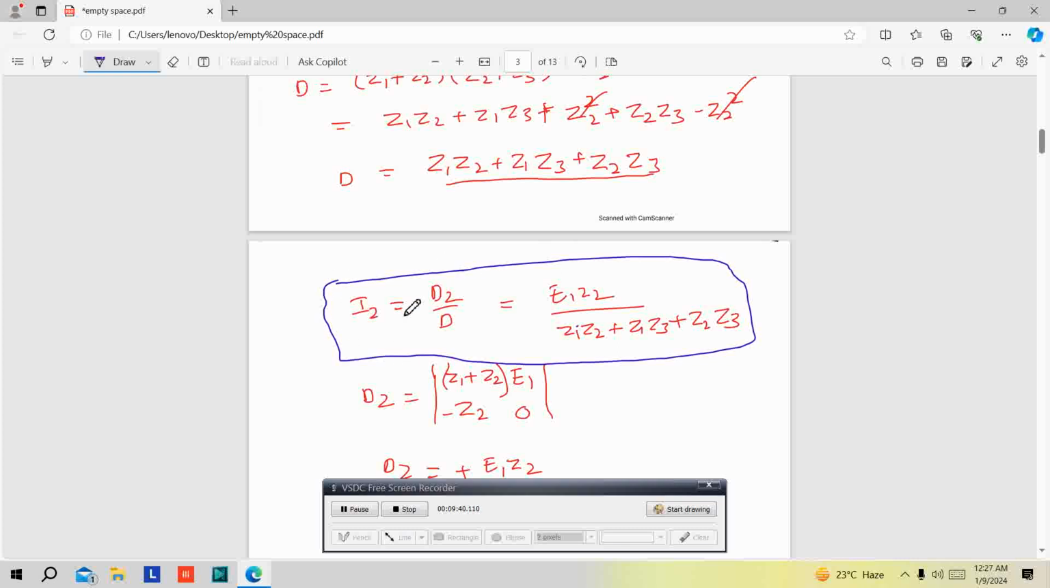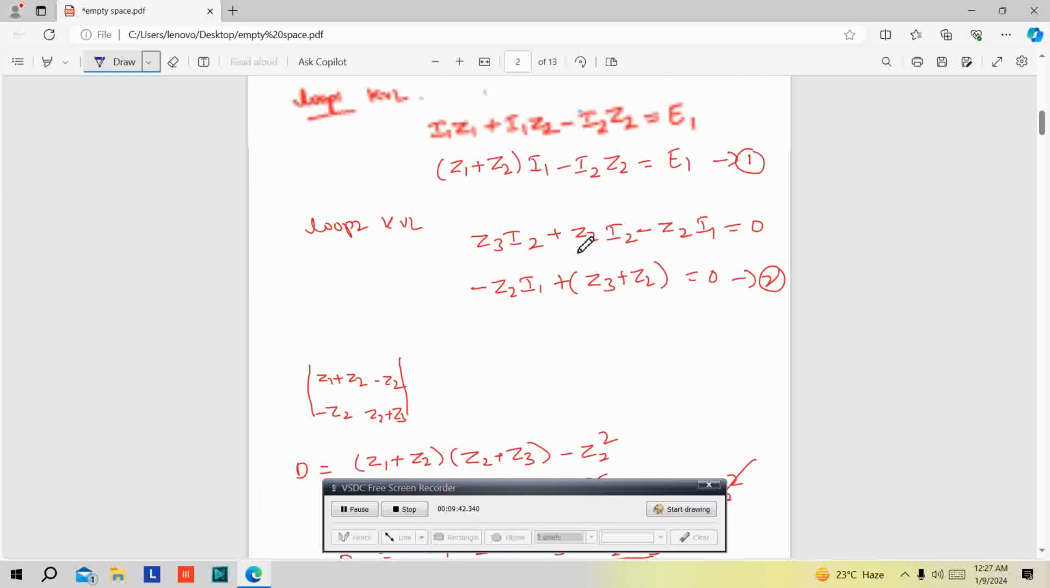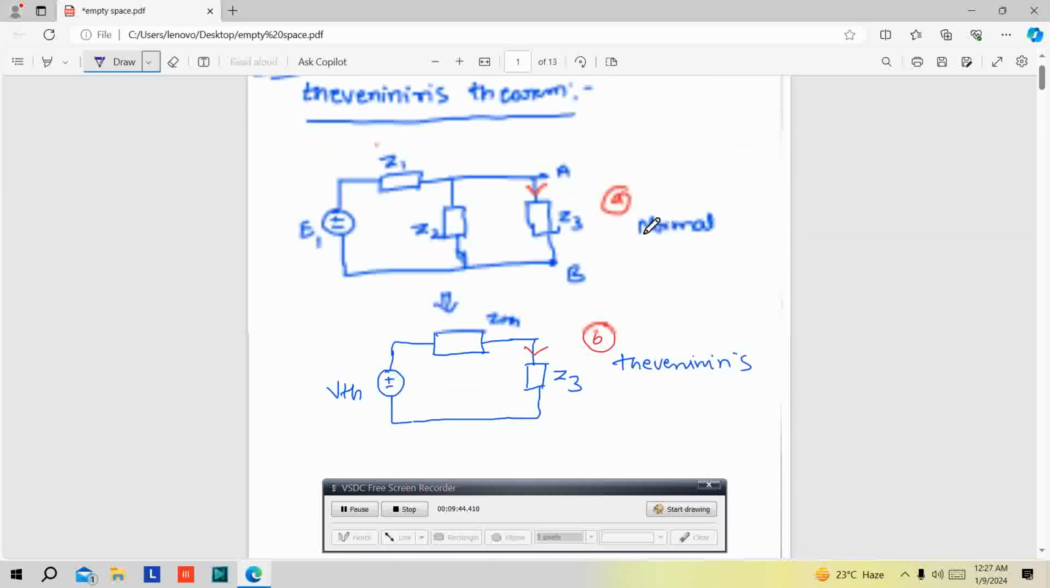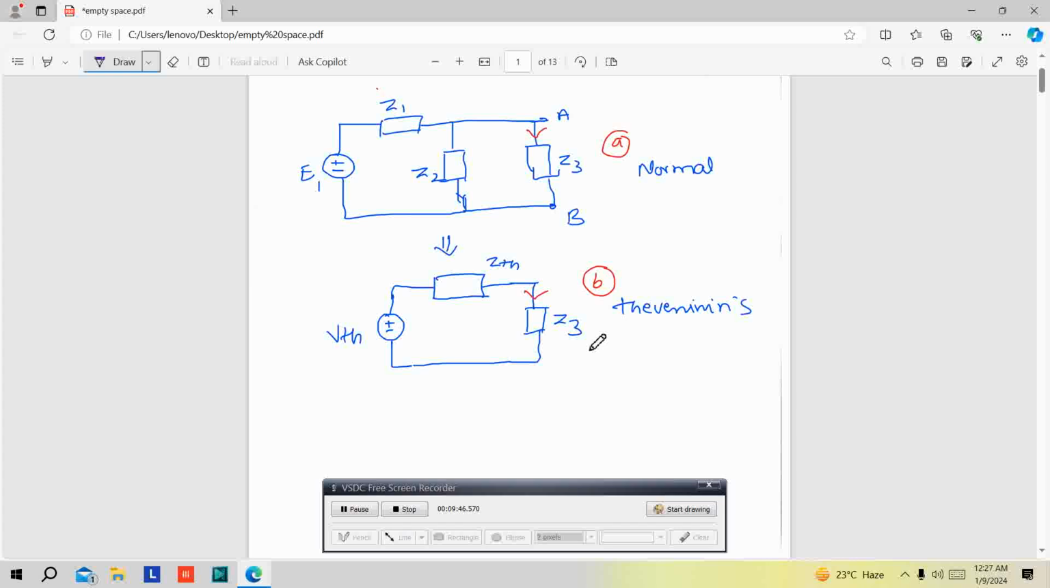Then we need to calculate the current passing through Z3 in network B. Having calculated the current passing through Z3 by the normal method, that should be equal to this. Then I'm going to consider the second network, network B.